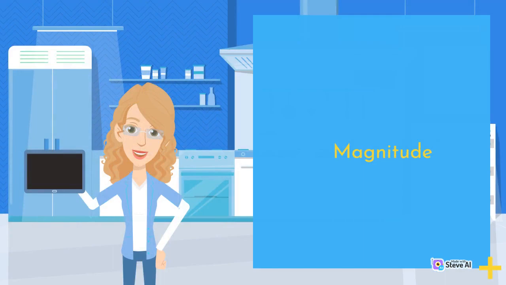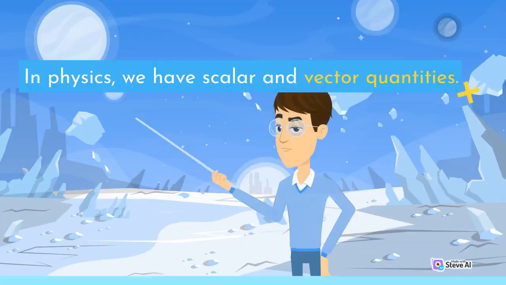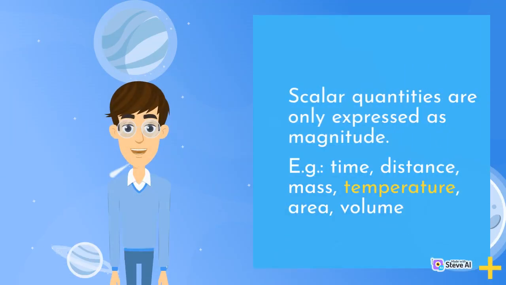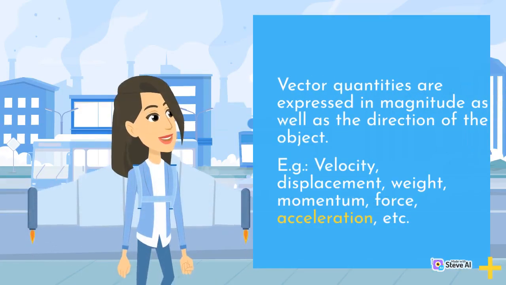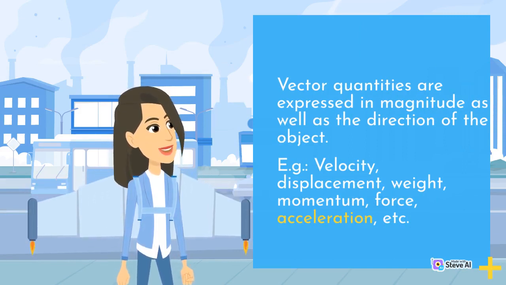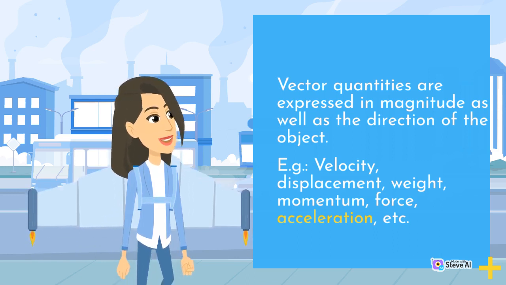Magnitude. Magnitude is the size or extent of a physical quantity. In physics, we have scalar and vector quantities. Scalar quantities are only expressed as magnitude. For example, time, distance, mass, temperature, area, volume. Vector quantities are expressed in magnitude as well as the direction of the object. For example, velocity, displacement, weight, momentum, force, acceleration, etc.